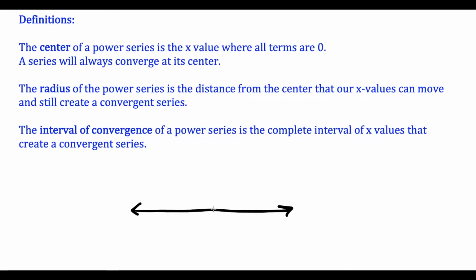and the way I like to visualize these definitions is that, first off, the center of a power series is the x value that makes all the terms zero. And then how I imagine this is that the radius of convergence starts at the center and it goes either to the right, a distance of r, or it goes to the left, a distance of r. And that distance left and right helps you build the interval of convergence, and it's going to go from c minus the radius to c plus the radius.